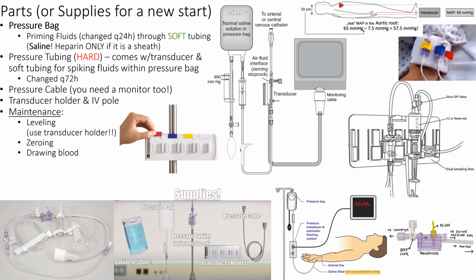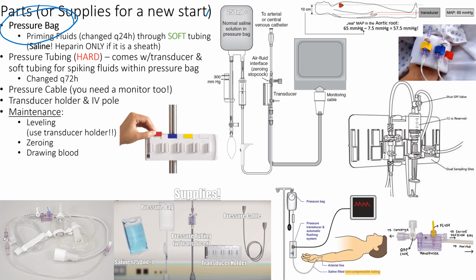All right, so what are the parts or the supplies for when we're going to put an A-line in, or give me a CVP? When that happens, you have to know all the different supplies you need. So we've kind of been mentioning this. You need a pressure bag, right? You need priming fluids. The fluids here are the priming fluids that will be flushing into the patient at how many mLs an hour? 3 mLs an hour, pushed at 300 millimeters of mercury.